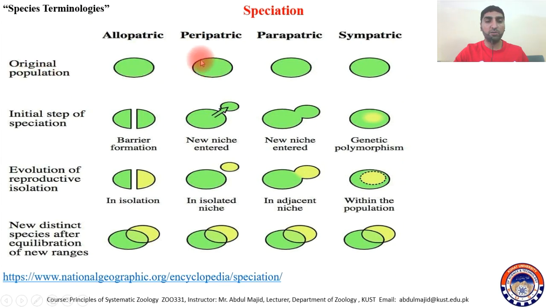This is the original population, the initial step of the speciation. A small patch, which is known as the peripheral population, now entered into a different niche, a different environment, and with the passage of time they become reproductively isolated from the main population and a new species arises. So this is peripatric speciation.